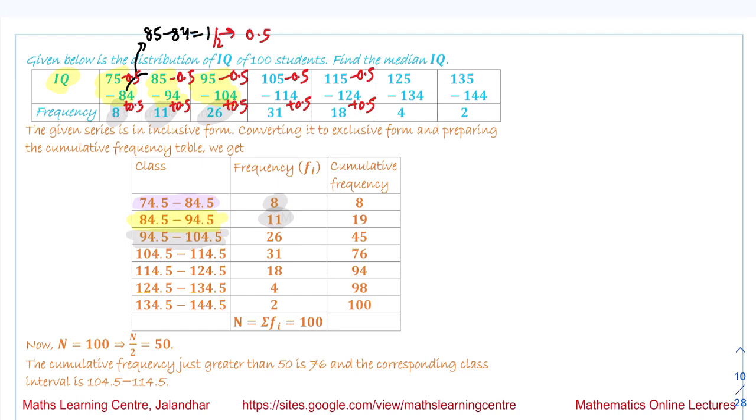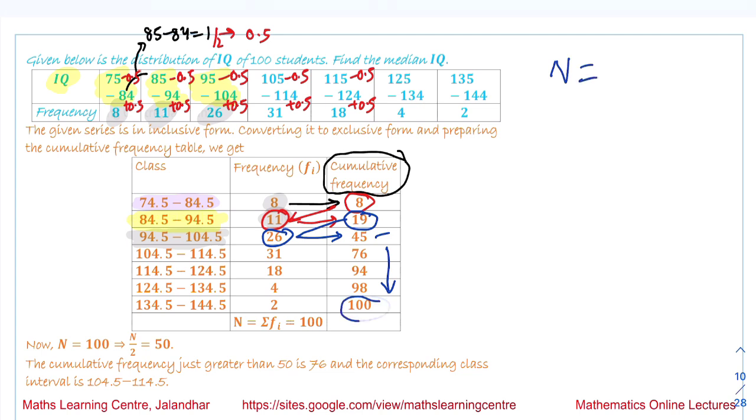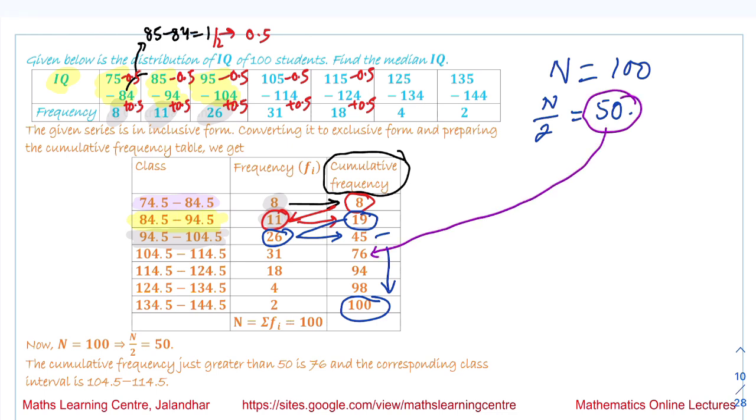Now from these values, the next step is to write the cumulative frequency. So this is 8. The next value is 8 plus 11, that is equal to 19. The next value is 19 plus 26, that is equal to 45. Continuing in this way, we obtain the cumulative frequencies corresponding to these classes. Now the value of n is equal to 100. The value of n by 2 is equal to 50. Now the cumulative frequency just greater than 50 is 76.